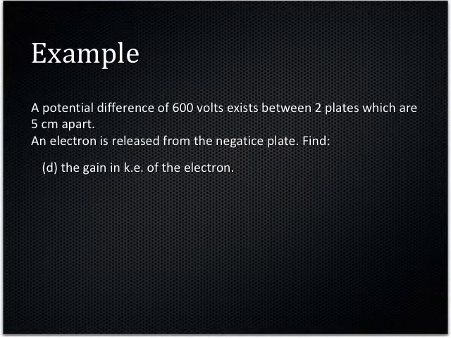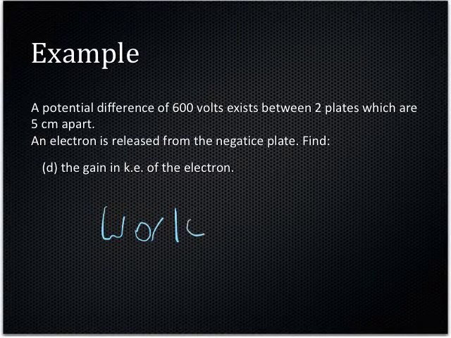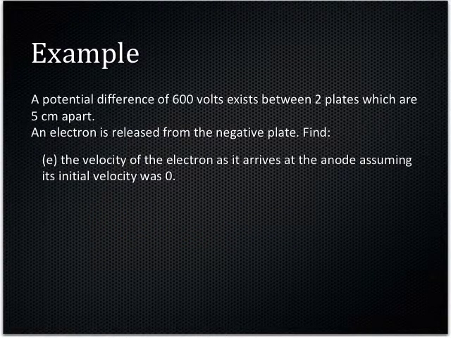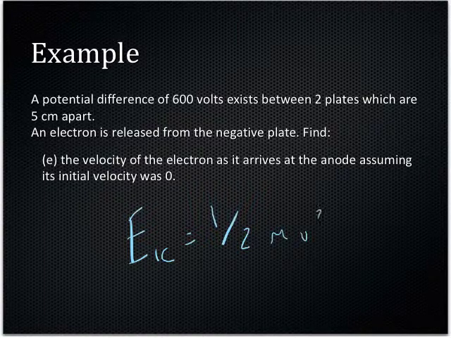The gain in kinetic energy of the electron, well, it's the work done. The velocity of the electron as it arrives at the anode, assuming its initial velocity was 0, so in other words, just EK is equal to half mv squared, which is equal to that work done from before.